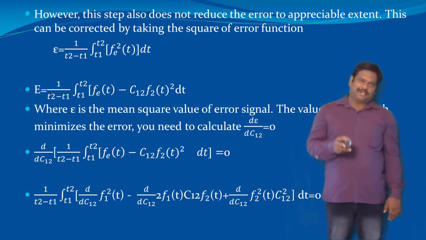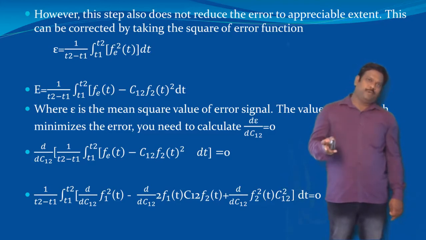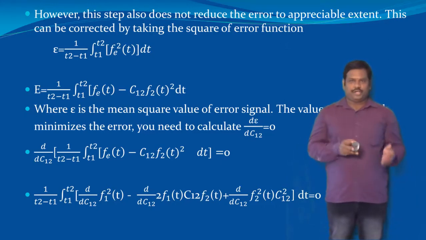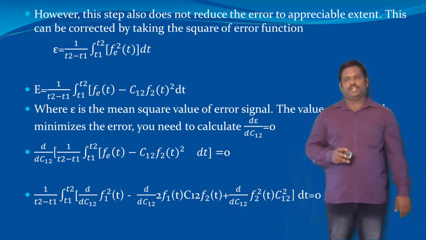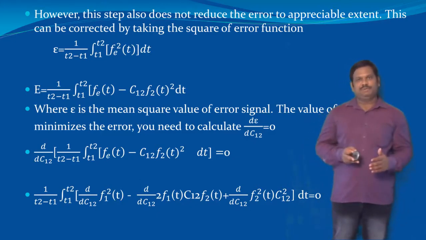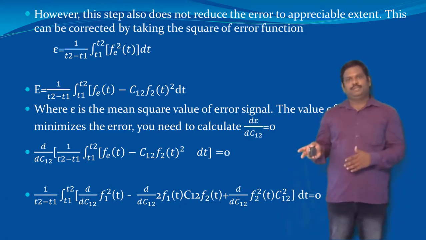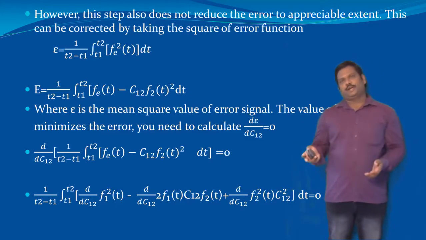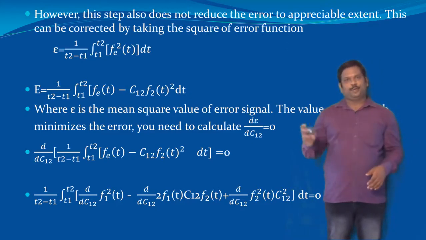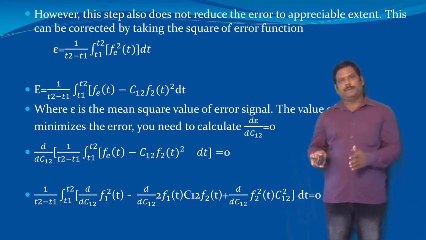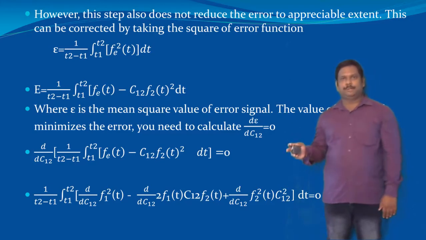That is, for any function to be minimum at a particular point, we need to take the derivative and equate it to 0. That is, d by dc12 of e, and making it 0. Generally this e consists of two functions. One is f1 of t, another is c12 times f2 of t. Taking their whole square is nothing but a minus b whole square. Therefore, the first term will be the a square term, the second term will be the minus 2ab term, and the third term is the b square.